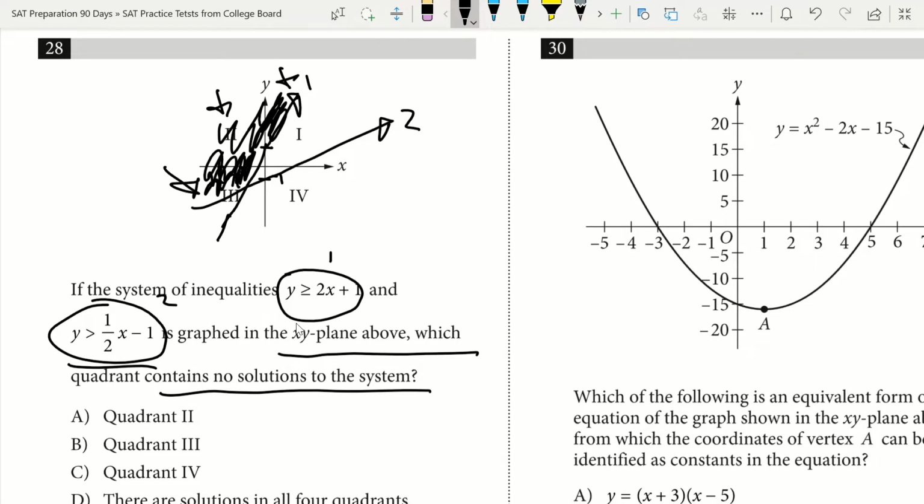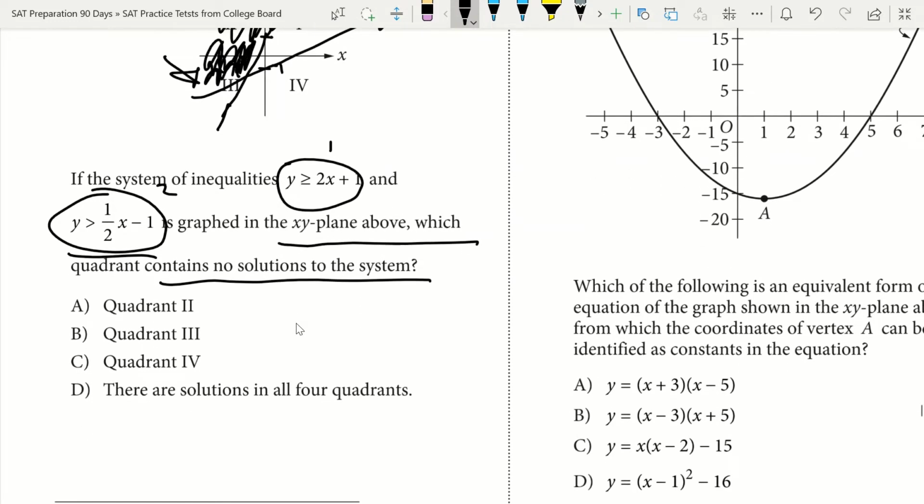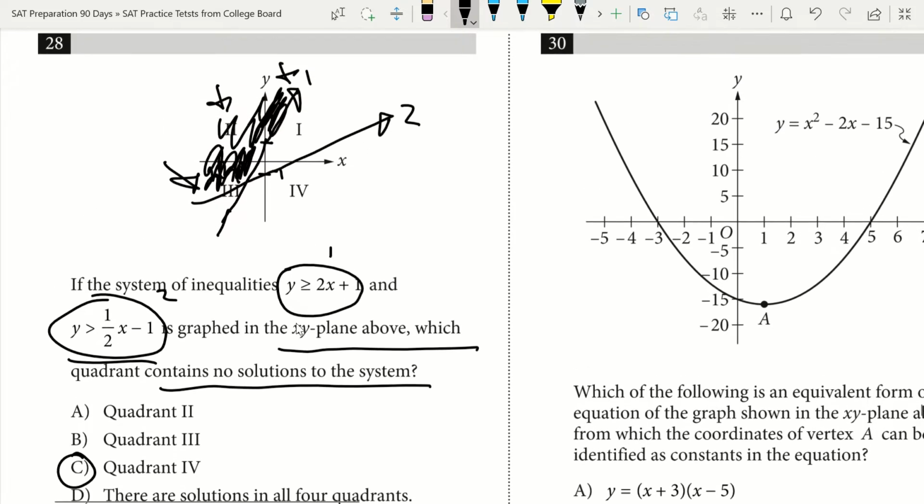So the correct answer for the quadrant that contains no solutions is going to be C, quadrant 4, because they don't both satisfy at any point in quadrant 4. The only one that satisfies quadrant 4 is equation 2, but equation 1 does not, so therefore quadrant 4 does not contain a solution.